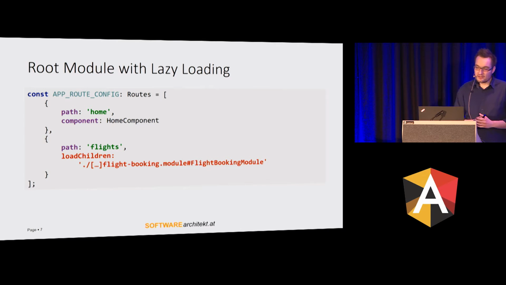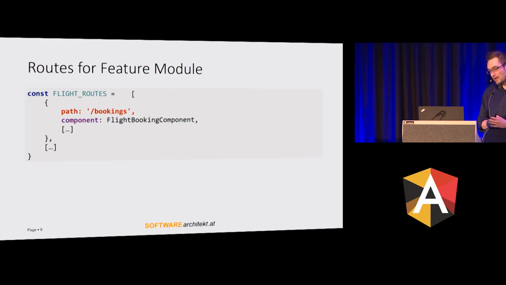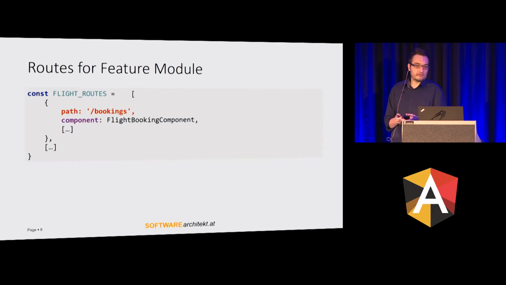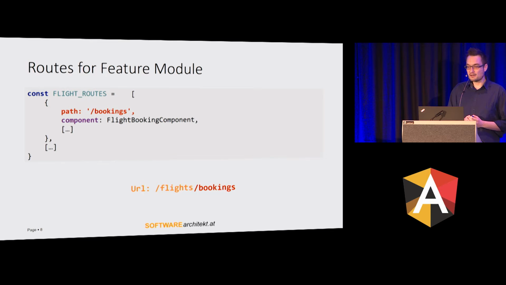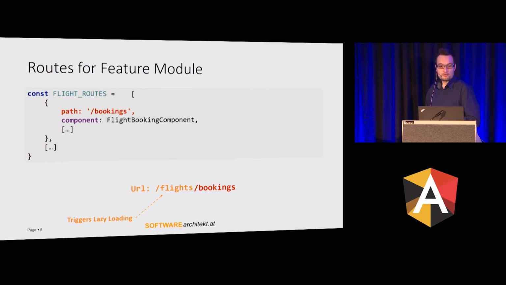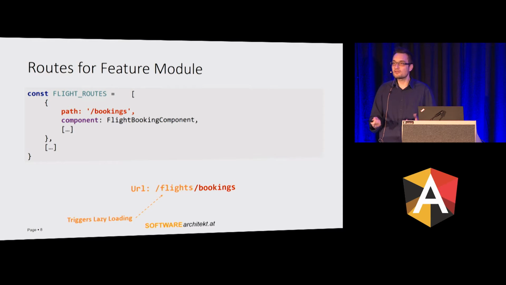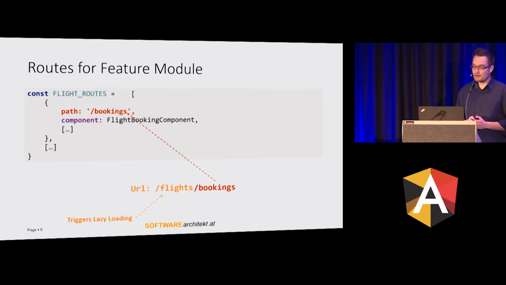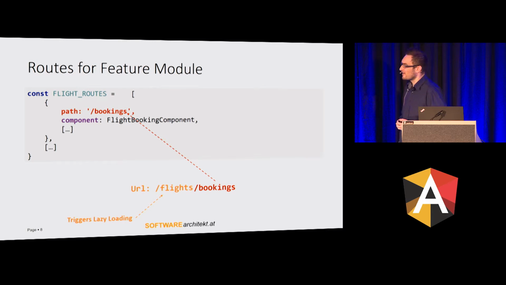And of course, the lazily loaded module has routes of its own, and these routes are loaded or respected when the module is loaded. So in this very case, where we have the route bookings, the whole URL that points to this route is flights/bookings. Just remember, the route flights will trigger the lazy loading. This is the route that contains the loadChildren property. And then the second part of this is just bookings, as it is stated within this routing configuration. It is as easy as this.